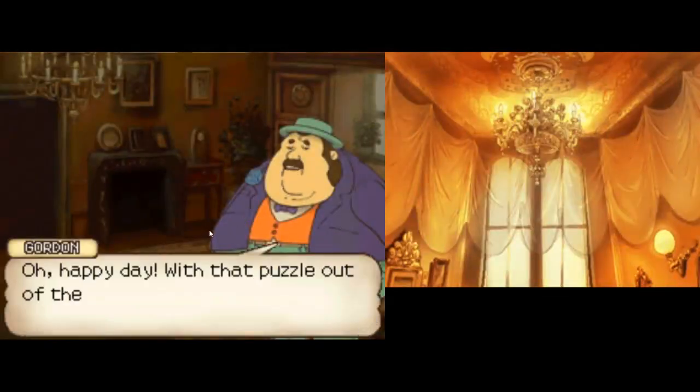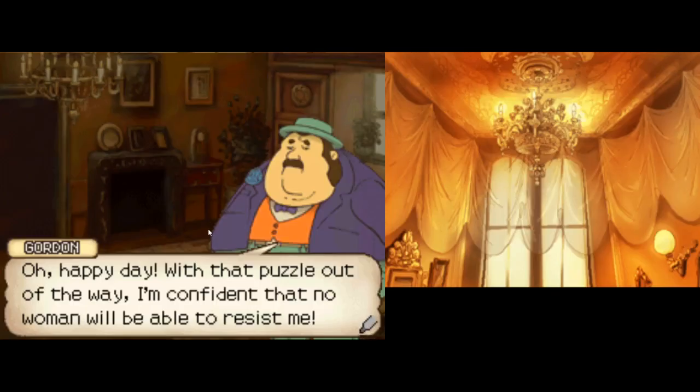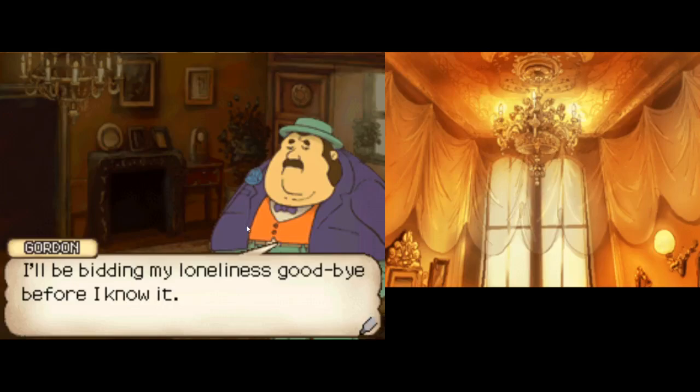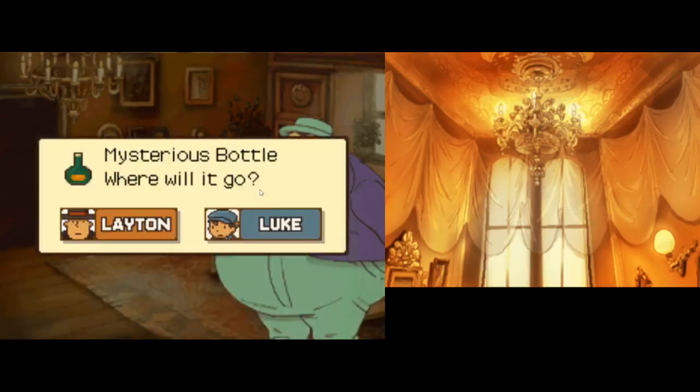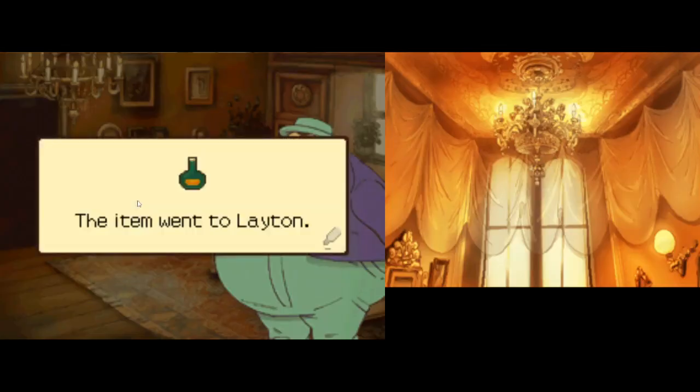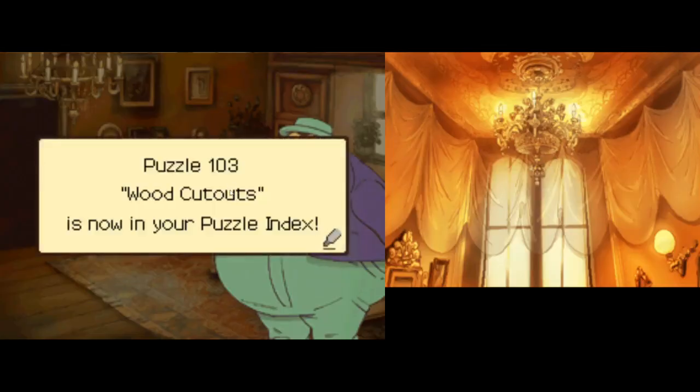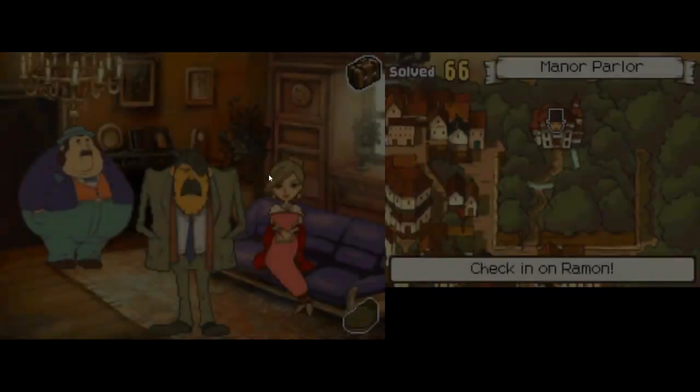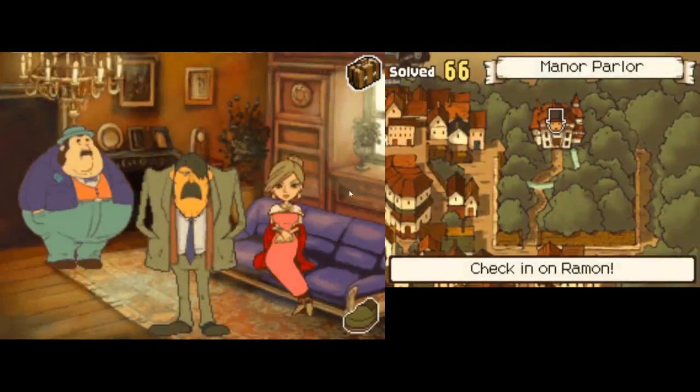Alright, oh happy day. With that puzzle out of the way, I'm confident that no woman will be able to resist me. I'll be bidding my loneliness goodbye before I know it. A mysterious bottle. It looks like an alcoholic beverage, so I'll give it to Layton. Because if I gave it to Luke, well, I'd rather not think about it.